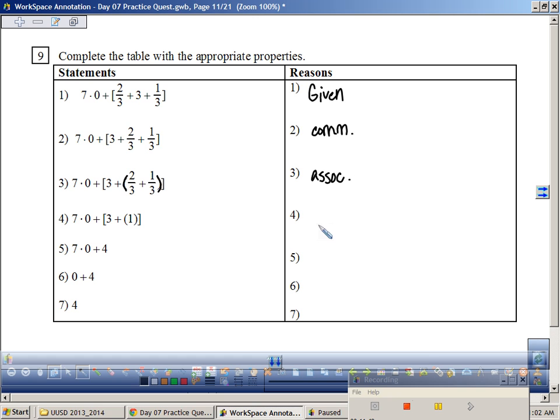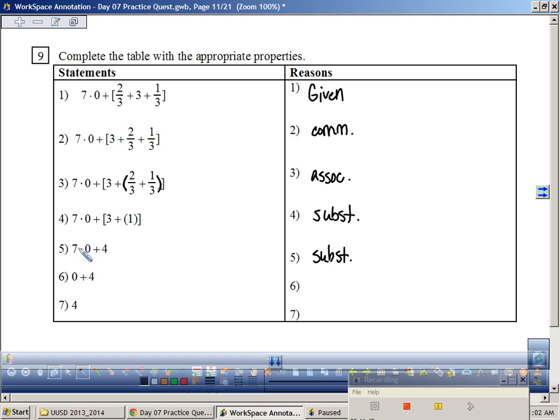3. 2/3 cups plus 1/3 cups makes 3/3 cups. What's 3/3 cups? 1. Good. So if I go from here to here, 2/3 plus 1/3 equals 1. Substitution. I went from 3 plus 1 to 4. Substitution.